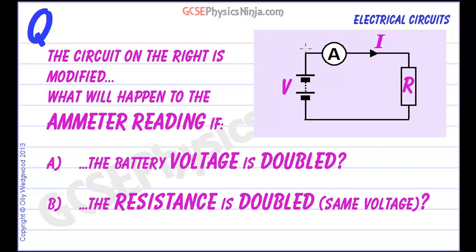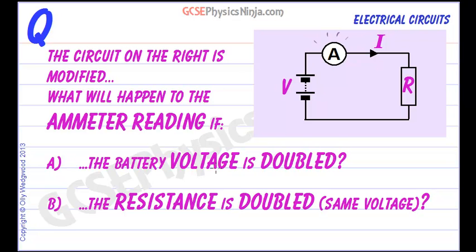If we have a series circuit, as shown here, we have a battery with voltage V, we have an ammeter which is measuring the current, and we have the current going through a resistor. What would happen if we made a modification? What would happen to the ammeter reading?